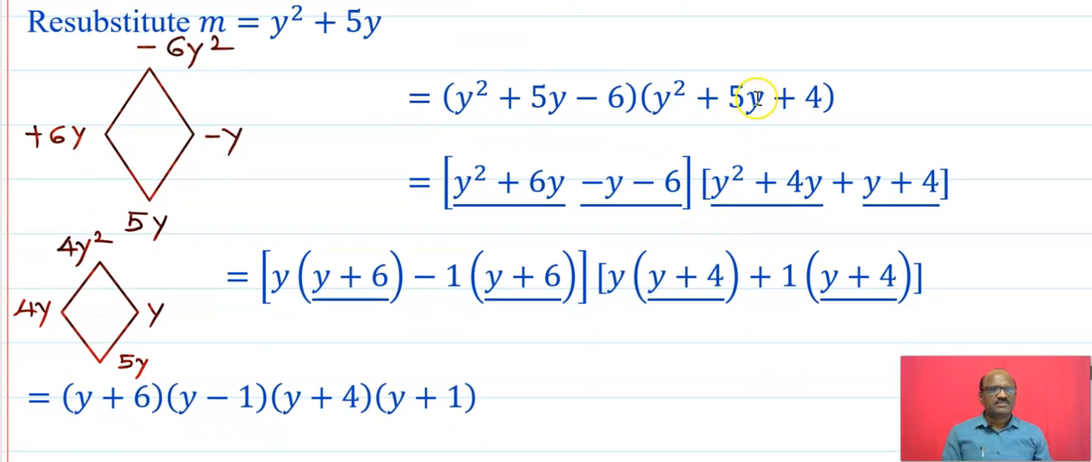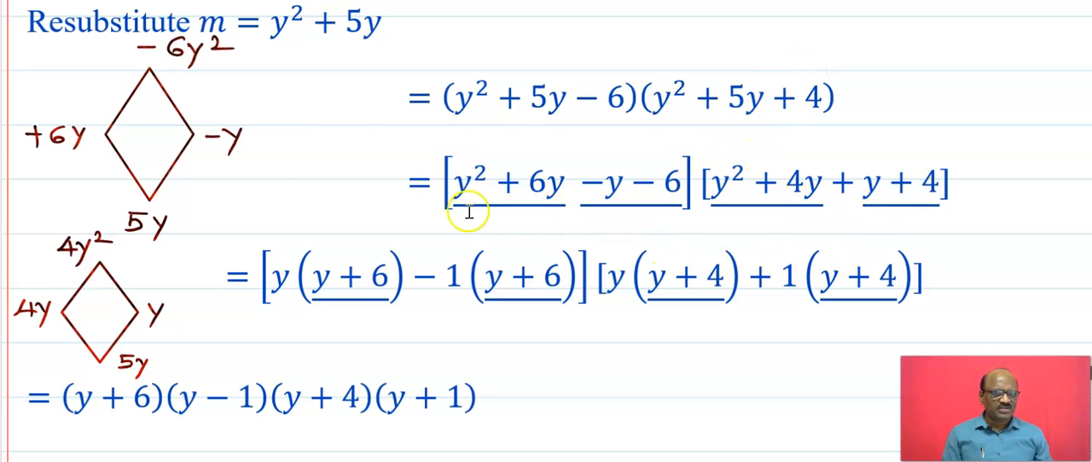Again, in the next bracket, the product of y² and 4 is 4y². What about the middle term? It is 5y. So which two numbers must have sum 5y and product 4y²? 4y plus y is 5y, and 4y into y is 4y². So we replaced this 5y by 4y plus y.